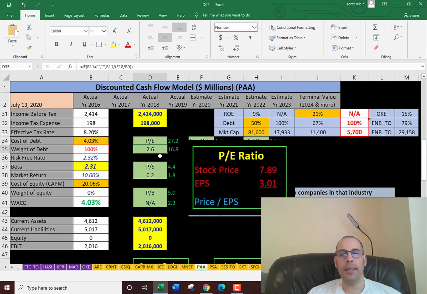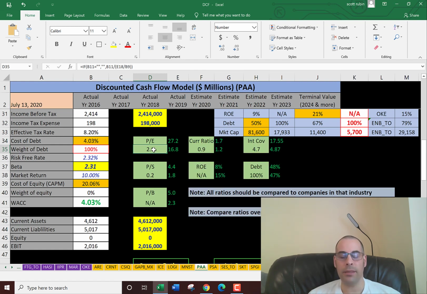They have an amazing PE of 2.6. That's price of stock over earnings per share. So investors are willing to pay $2.60 for $1 of earnings. That's a really good return because that means you only have to wait 2.5 years to get your investment back.